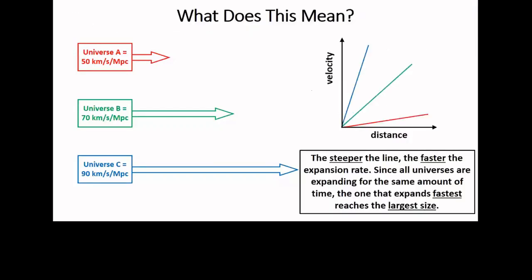So what does this mean? We can equate the expansion rate of each of these universes to the slope of the lines on this Hubble plot. The slowest expanding universe has the flattest slope, the fastest expanding universe has the steepest slope, and then universe B is in the middle. The steeper the line, the faster the expansion rate. Since all universes are expanding for the same amount of time, the one that expands fastest reaches the largest size.